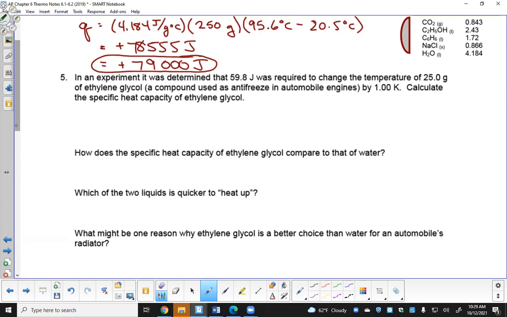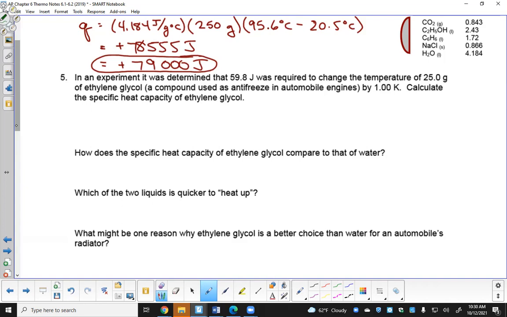In an experiment, it was determined that 59.8 joules was required to change the temperature of 25 grams of ethylene glycol, a compound used as antifreeze in automobile engines, by 1 Kelvin. Calculate the specific heat capacity of ethylene glycol.